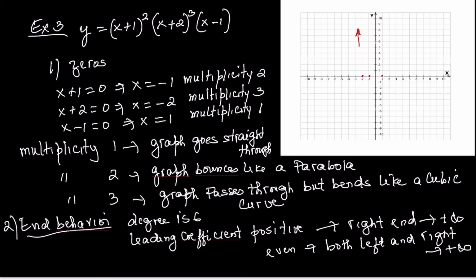The graph starts on the left rising and moves through the intercept at negative 2 with a smooth cubic curve because the multiplicity is 3. It then reaches -1, where the multiplicity is 2, so it touches the axis and bounces downward. From there, it heads to the y-intercept, so the graph passes through (0, -8). Then it rises, crosses the axis at +1 with a clean straight-through crossing, and continues upward toward positive infinity.